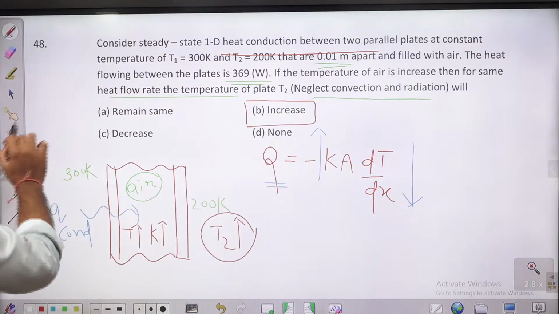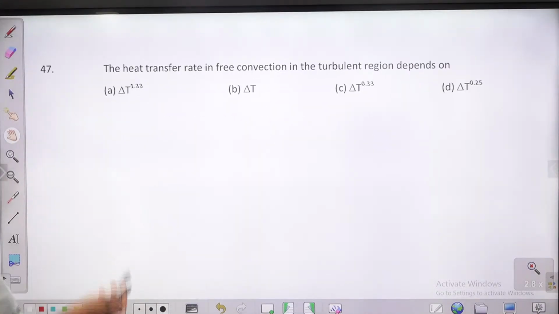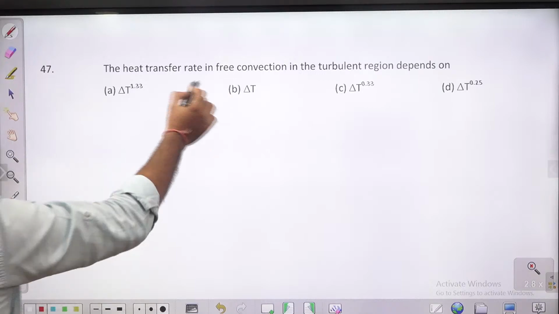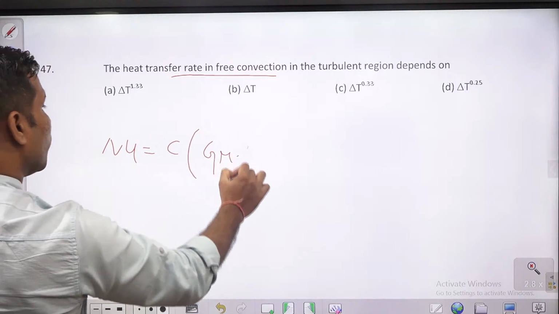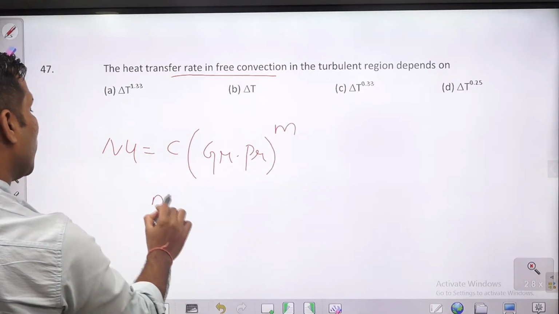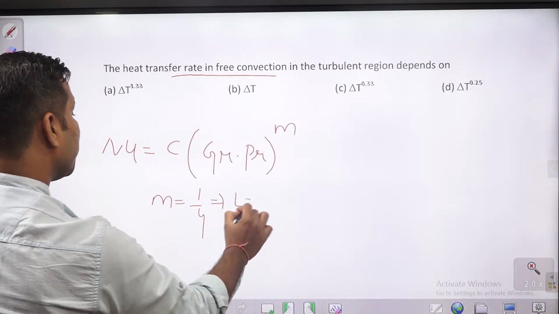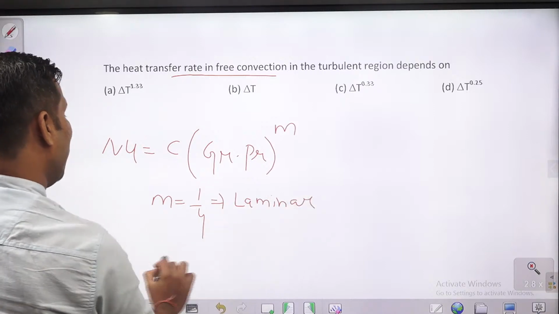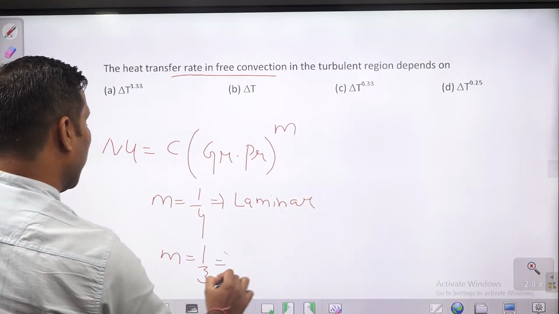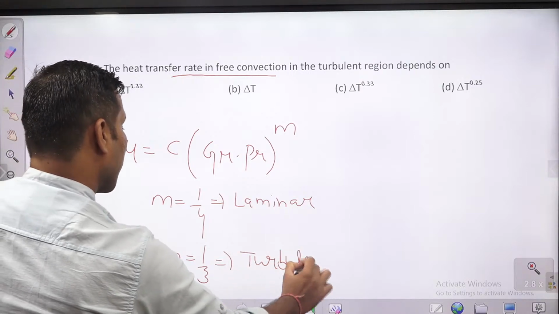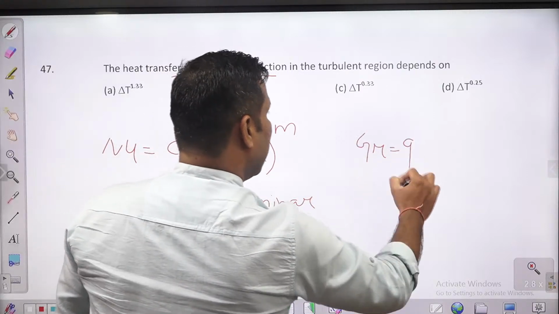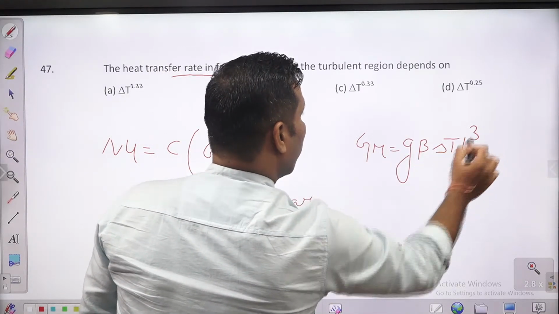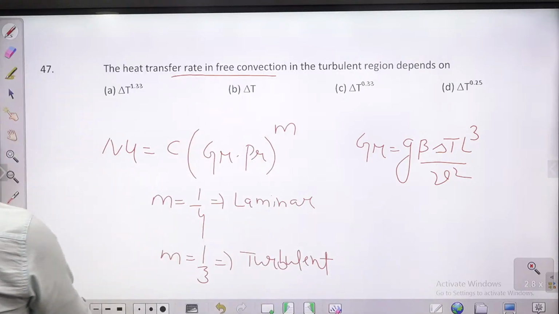So this was a good question, that's why I discussed this also. This is a very direct, simple question. In free convection, the Nusselt number is a function of the product of Grashof and Prandtl to the power m, where this m equals 1/4 for laminar and m equals 1/3 for turbulent. So this Grashof number is nothing but g beta delta T L cubed by nu squared.